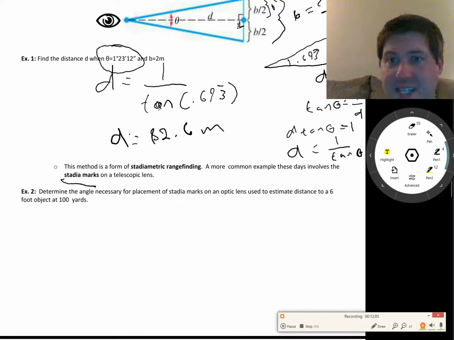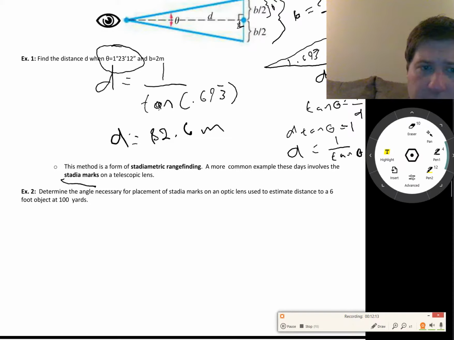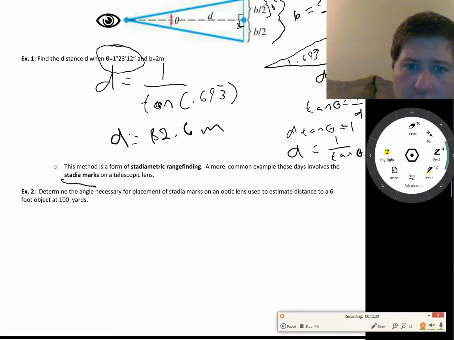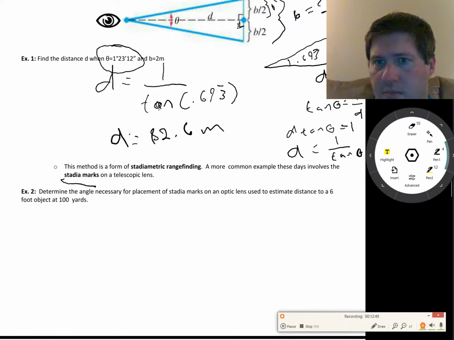So let me explain this a little better with this example and a little bit of a diagram. When we do this, say determine the angle necessary for placement of stadia marks. So we're going to first find the angle that we want, and then we'll talk about how you set up a stadia mark for that. So in our example, we're making a lens, and we want to know what angle our stadia mark should be at, so that a 6-foot object would appear in our scope. It would subtend that angle at 100 yards.